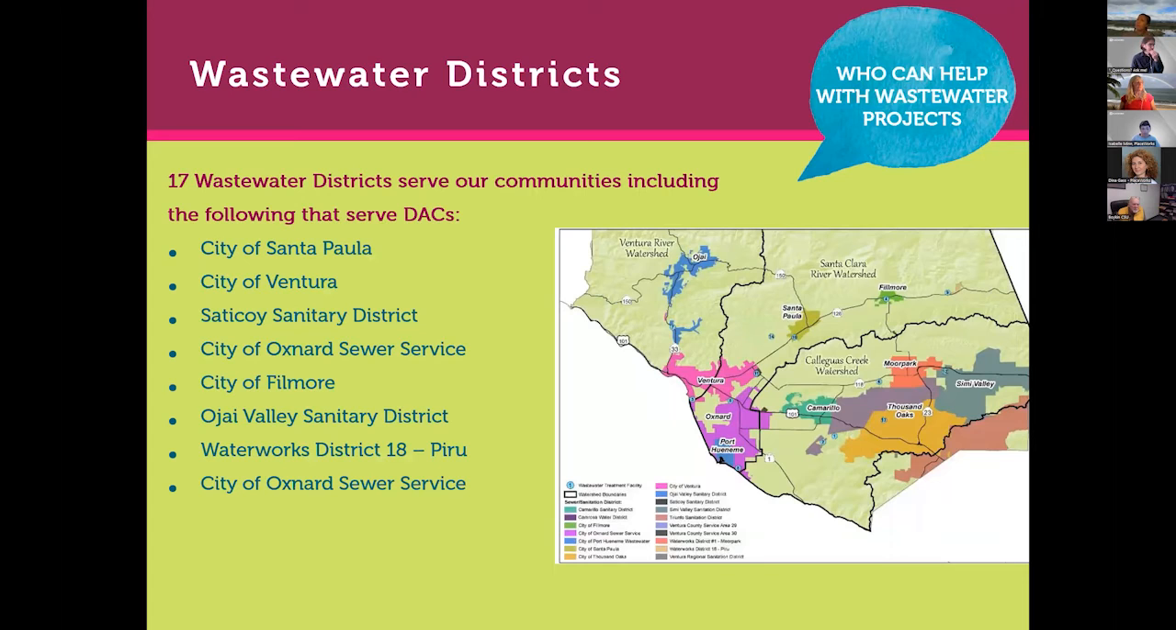Next. And some of them can partner with you potentially on projects if you are interested. Similarly, we have the wastewater districts, and there's a total of 17 across the county, but less than that actually serve the communities that we're focusing on in this grant. And some of them have projects that will obviously benefit the underserved communities. And you're probably familiar with some of them.